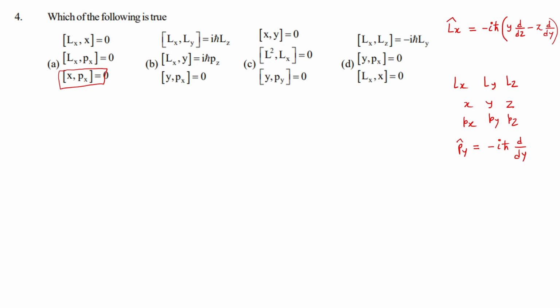Correct. So in this case also, similarly for the y dimension, you think y and py will commute? They don't, right? Here also you are going to get the same i h cut. So that is wrong. What about B? The commutator of y and px is 0. That is true.